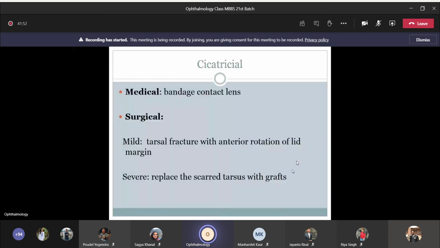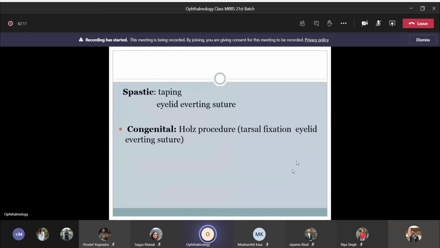Cicatricial entropion is treated by bandage contact lens, and surgical treatment includes, if it's mild, then tarsal fracture with anterior rotation of the lid margin, and in case of severe, replace the scarred tarsus with graft. And in case of spastic entropion, taping of the lid is done, or eyelid everting suture is the treatment of choice. And in case of congenital entropion, Hotz procedure is done, that is tarsal fixation eyelid everting suture.